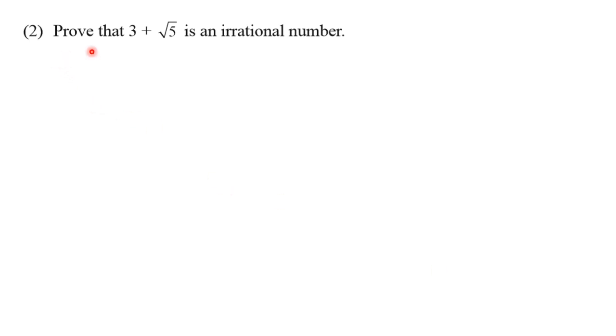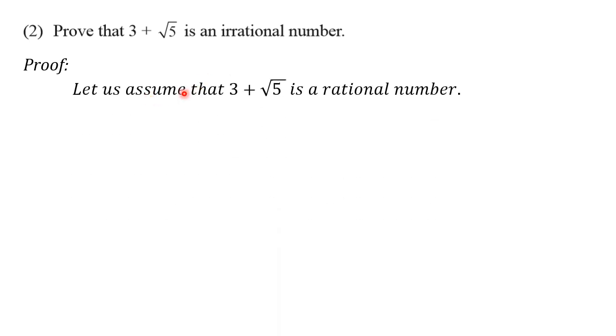Second question, prove that 3 plus root 5 is an irrational number. One such question we have solved in the solved examples also. So the same proof you can write here by changing just the numbers, but still I am giving you the proof. Once again, it is an indirect proof, so we are going to assume that 3 plus root 5 is a rational number.